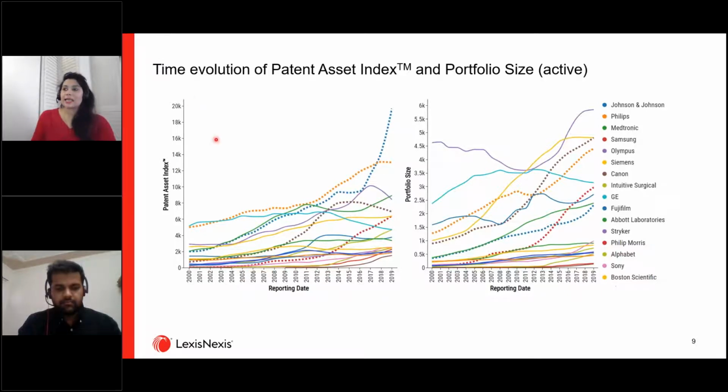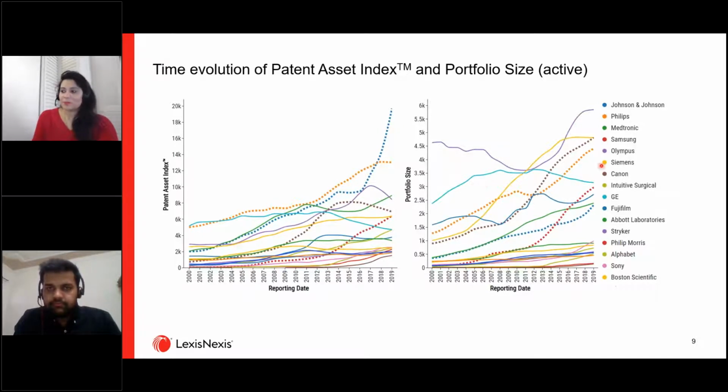What you see here is the time evolution of the patent asset index, the portfolio strength, as well as the quantity. Now, we already discussed a lot that Johnson & Johnson has fewer patents. This is how Johnson & Johnson has developed in terms of quantity. It did have a steady increase in its portfolio size over the years and a correlated increase in portfolio strength. However, as you see, there are other companies that have many more patents and much more increase in their patent portfolio by quantity over time. But none of them had this kind of a spike in their patent asset index as others.